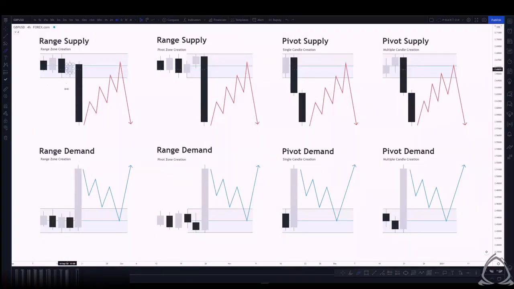Now, generally speaking, when it comes to actually marking out your range, trying to focus on 4 to 6 candles at most is the best way to approach it. Anything more and your zones could get too large, too convoluted, and we want to eliminate as much ambiguity as we possibly can when we are creating our supply and demand zones.